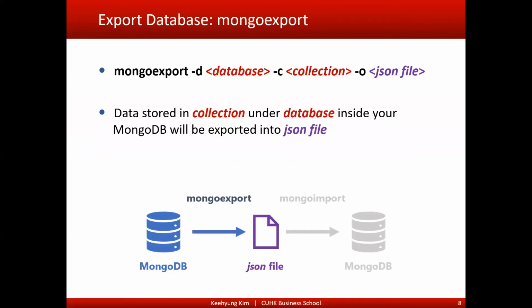And the export is this. If you want to export the documents inside your collection into a JSON file, you can use this command: mongoexport -d and specify the database name, and -c to specify the collection name. You should have this collection and database in your MongoDB because you are exporting data. Then you can use -o and specify the JSON file name which you want to create. If you do that, the data stored in the collection under your database inside MongoDB will be exported into the JSON file.